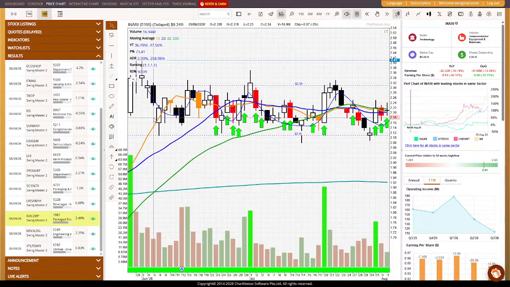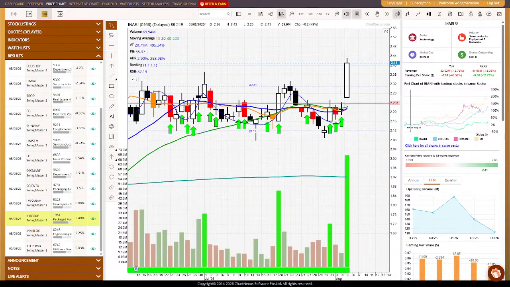So we wait and wait and wait. So many signals come out, but it is not what we want. We continue waiting because we want the volume to come in. We want the candle to be trading above the moving average.